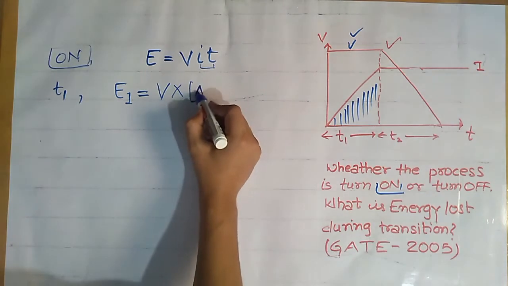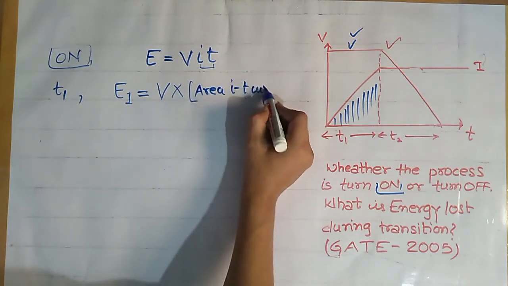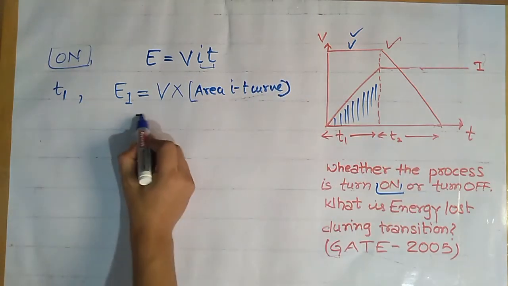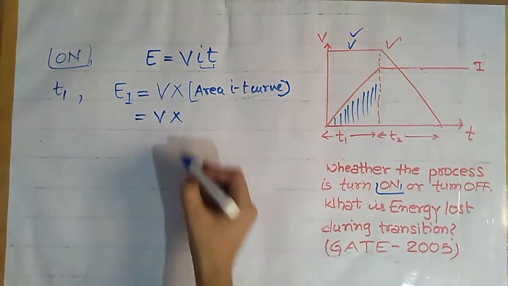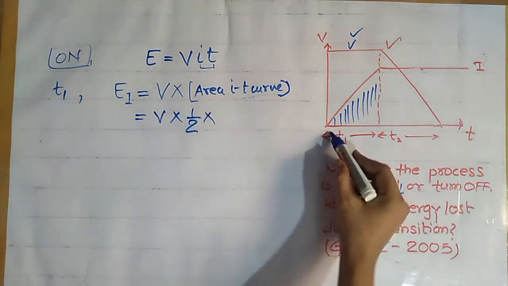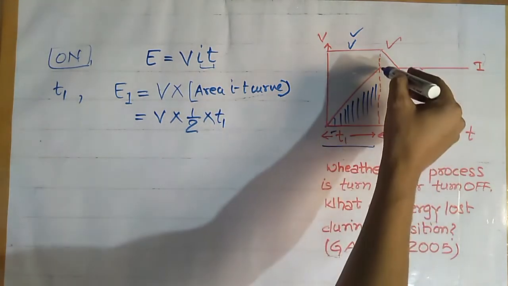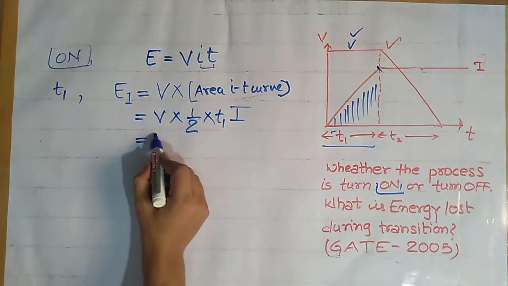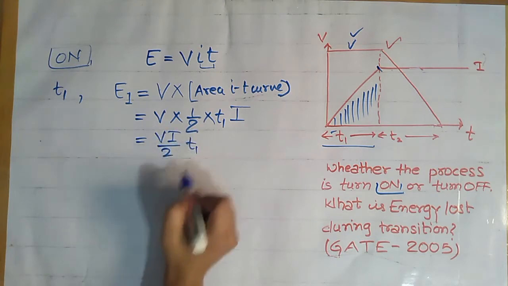So what is area under IT curve? That is equal to V into, this is a triangle and area of triangle is half base into altitude. Here base is T1. This is base. And what is altitude? That is equal to I. So we get VI by 2 into T1.